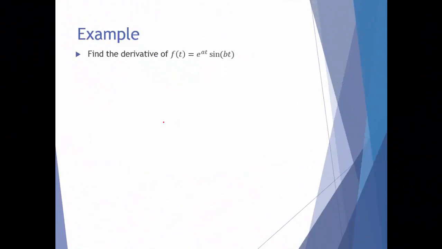Okay, let's take a look at this derivative. We're looking to find the derivative of f of t equals e to the at times sine of bt. So when we look at this function, we want to try to decide what kind of rules we're going to need to take the derivative. I notice a couple of things. One, I see a product going on. This is e to the at times sine of bt. That tells me that I'm going to be using product rule in order to take this derivative.